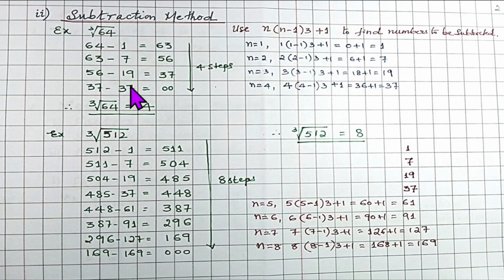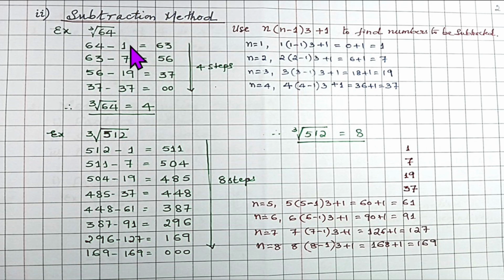See, what has to be subtracted? These odd numbers. We should know how to find these odd numbers, because there is no proper order, there is no sequence, there is no relation between them. So to find that, we have to use the formula (n minus 1) into 3 plus 1. So when n is 1, please understand, the formula gives 1 minus 1 is 0, therefore the answer is 1.